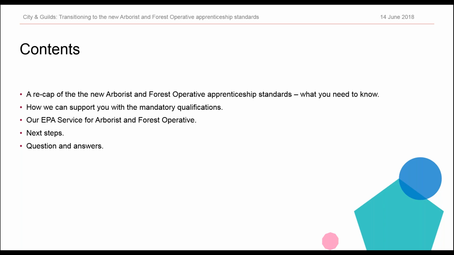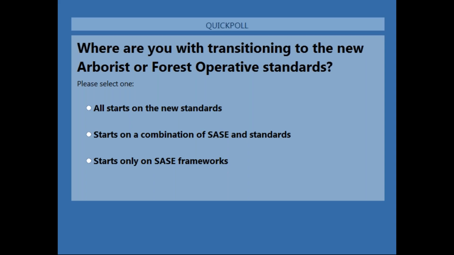So I will move over to our first poll question. Okay, you're going to see the poll question flash up on your screen very shortly. And our first poll question is, where are you with transitioning to the new Arborist or Forest Operative standards? And the options you have are all starts are on the new standards, the starts on a combination of SASE and new standards, or the starts are only on the SASE frameworks.